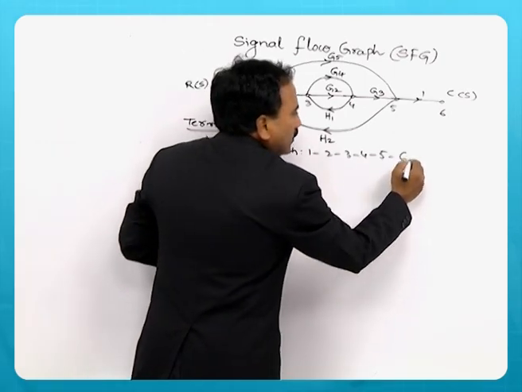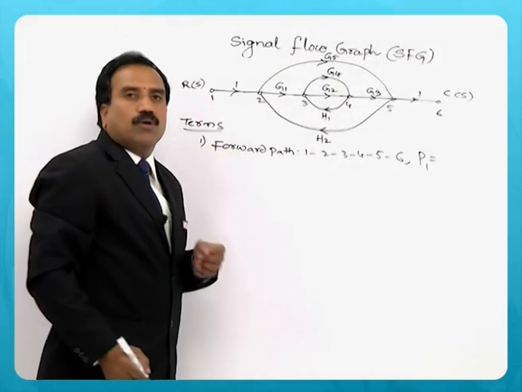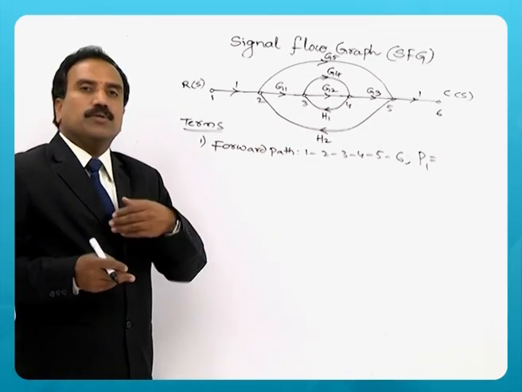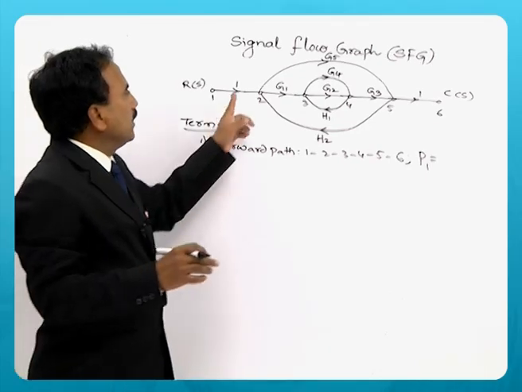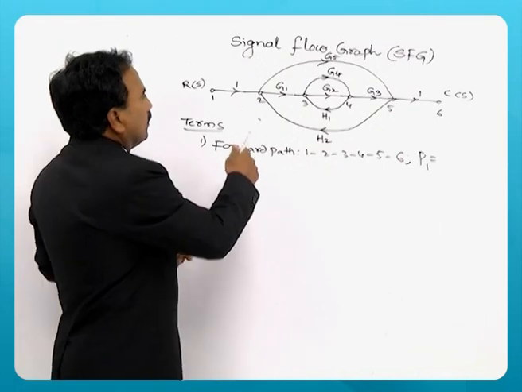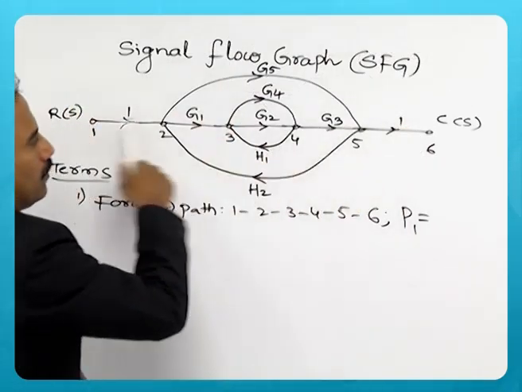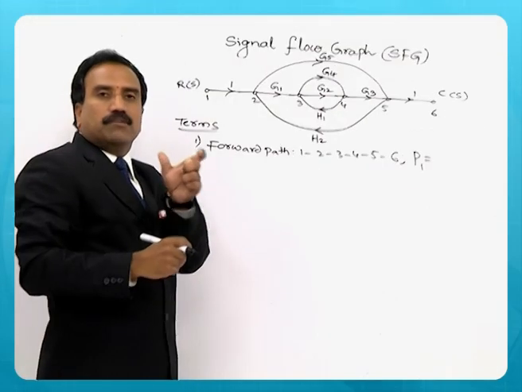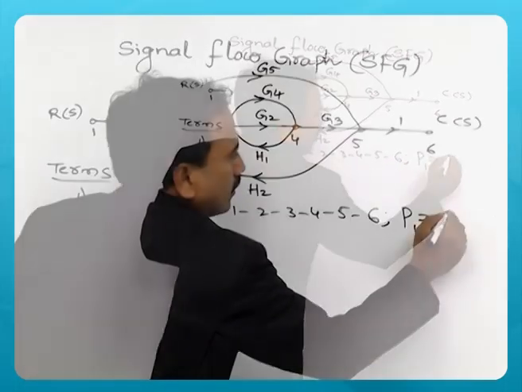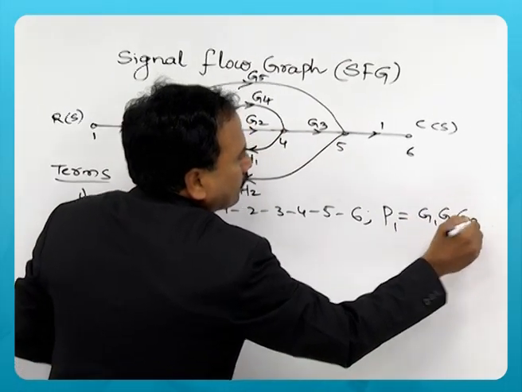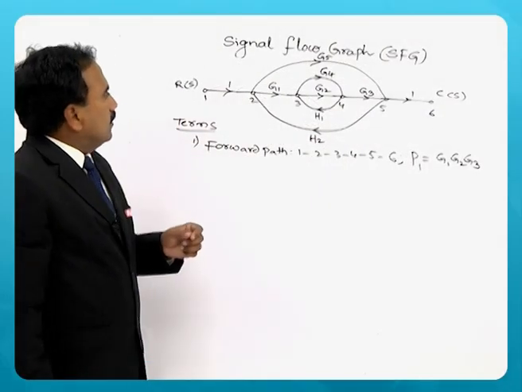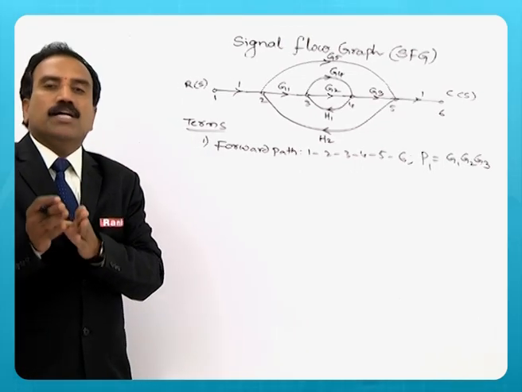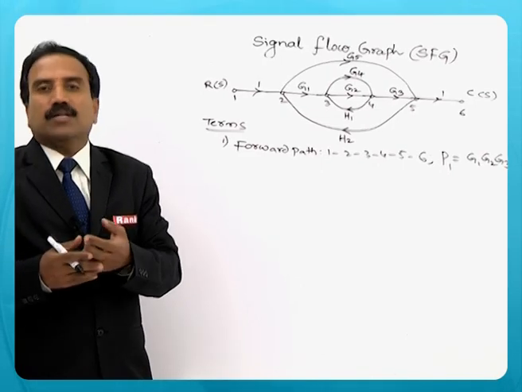Let me call this P1 and what is its gain? As in block diagram reduction rules, you need to get the gain of that path by multiplying all the gains. So along this forward path, its gain is the product of the gains of individual branches. So it is G1, G2, G3. So, is there any other forward path? Let us identify. All this is required for Mason's gain formula to determine the overall transfer function.